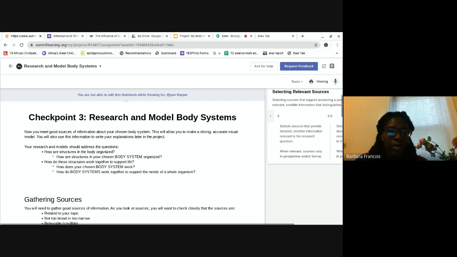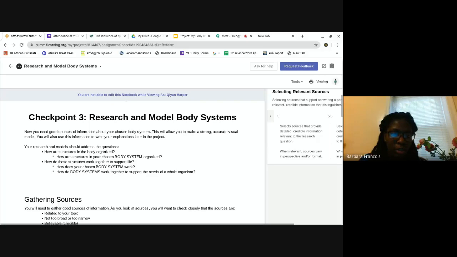Now you need good sources of information about your chosen body system. This will allow you to make a strong, accurate visual model. Remember, you are creating a book. So whether you're doing a storybook or a reference book, you are going to have visuals with explanation and definition and roles and function of the organs within your system. So your research and models should address the following questions.